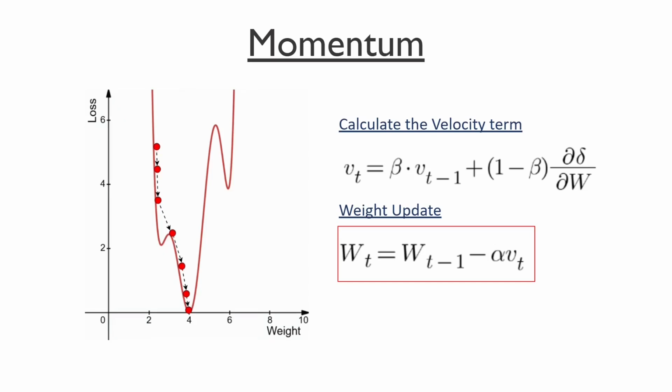Now the gradient in the velocity term can be calculated from the full batch, giving us gradient descent with momentum, or from each individual sample, giving us SGD with momentum. Or we can compute from a mini batch, and we have mini batch gradient descent with momentum.